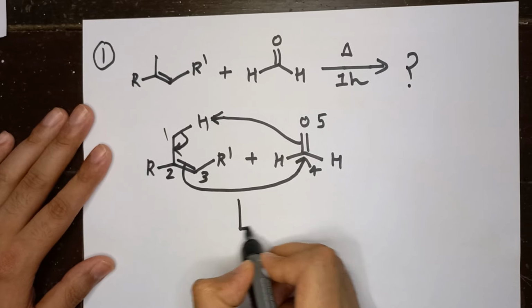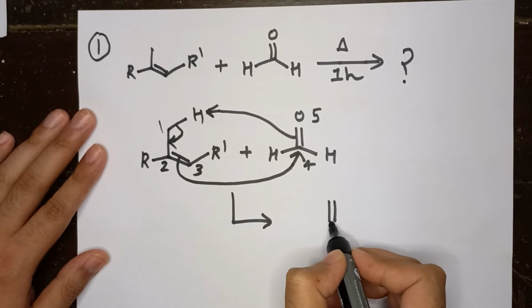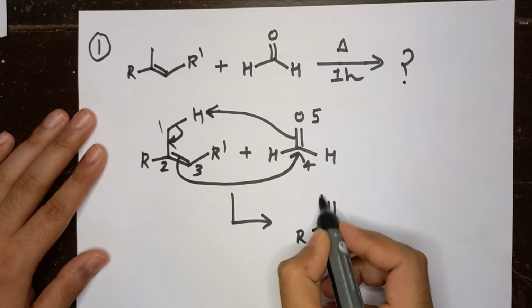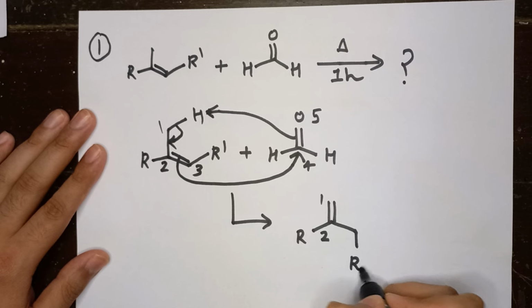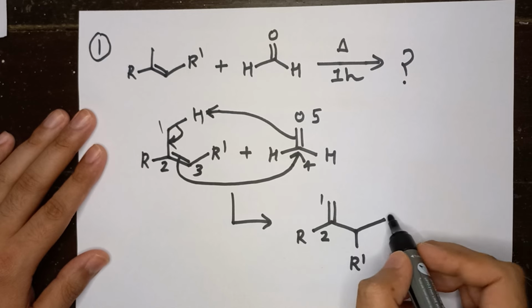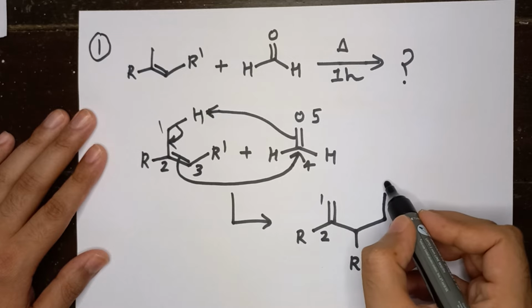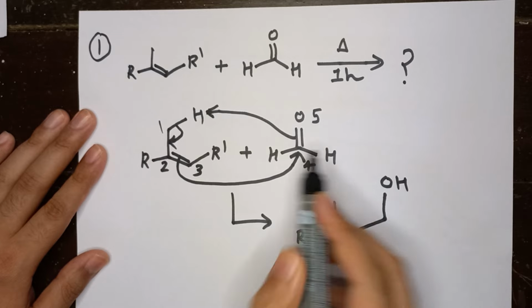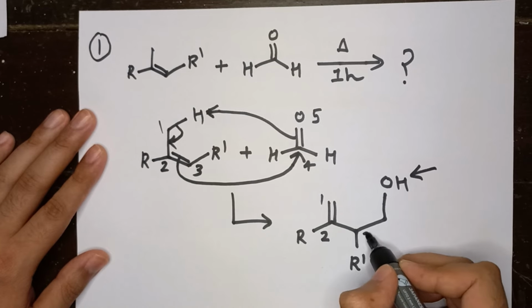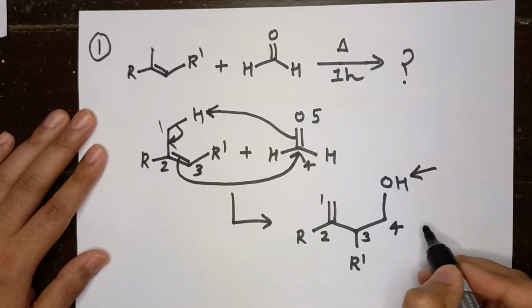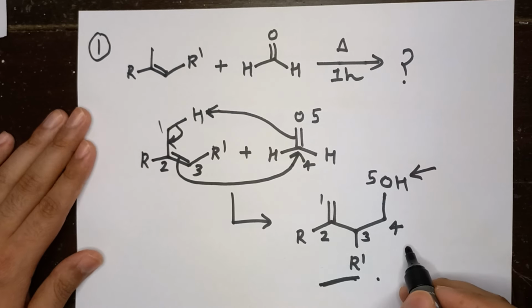So the product will have 1 and 2 doubly bonded. This 2 is attached to the R group, and to 3, which has R1. 3 is now attached to 4, and 4 is singly bonded with the 5th, which now has an OH group. So this oxygen took this hydrogen and became OH. This 4 is CH2 and this is my 5. This is the product for this reaction.